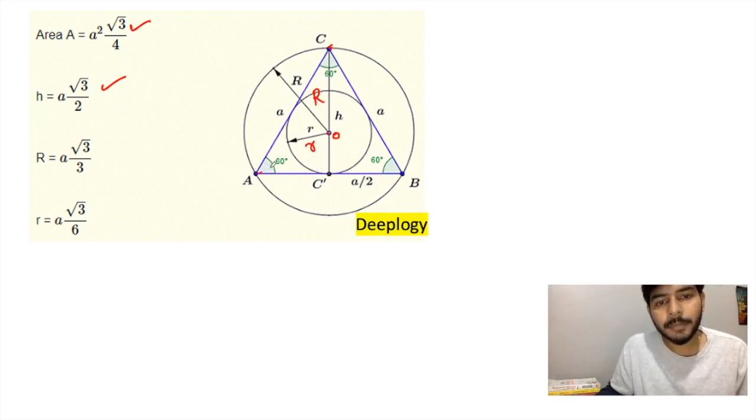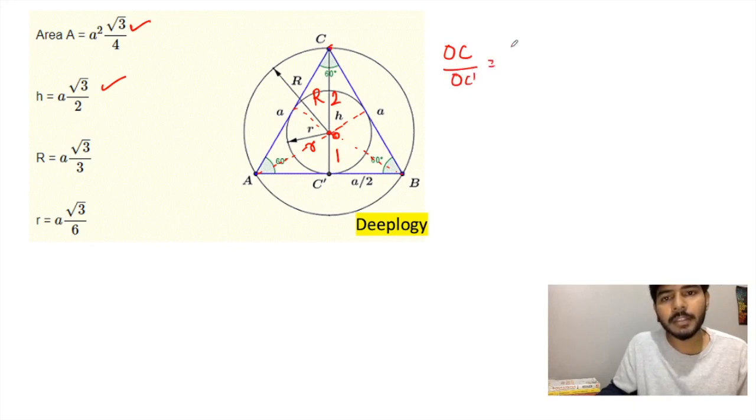Using a concept that if you draw medians from all vertices to the opposite side, this will divide the height in a 2:1 ratio. You must be aware of this. Then OC upon OC dash is 2:1. We must be aware of this. In the earlier classes, in 6th, 7th maths, you learned this. If you know that this line is the height of this equilateral triangle, remember, I'm talking about an equilateral triangle.